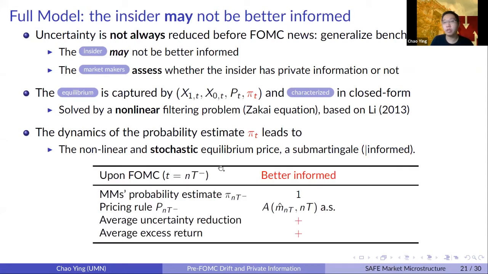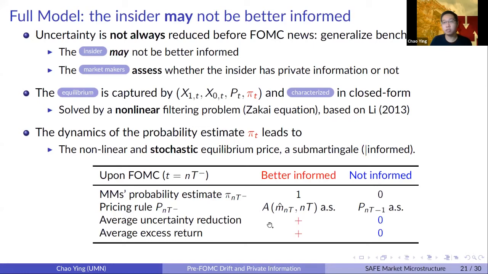Here are the equilibrium implications upon announcement in this full model. When the insider is better informed, the market makers will figure it out just before announcement, so the probability estimation is 1 upon announcement. The asset value and the equilibrium price will converge to the true asset value almost surely, so all the private information has been incorporated upon announcement. On average, there is uncertainty reduction, which is associated with a positive pre-announcement drift.